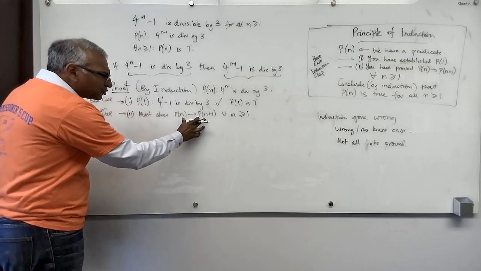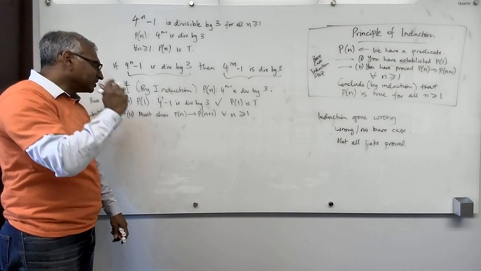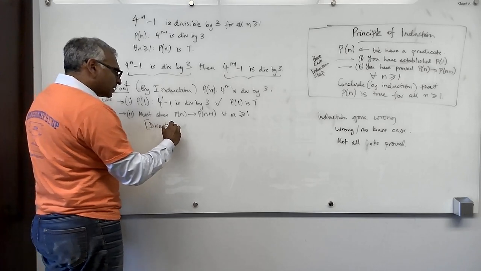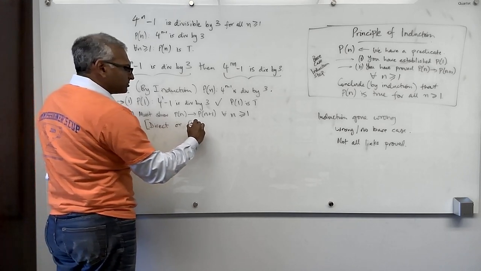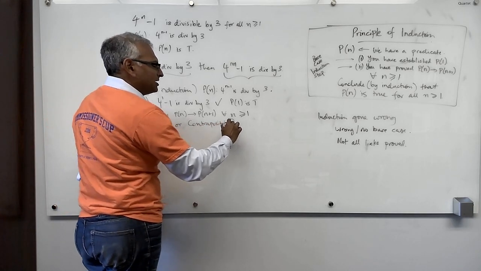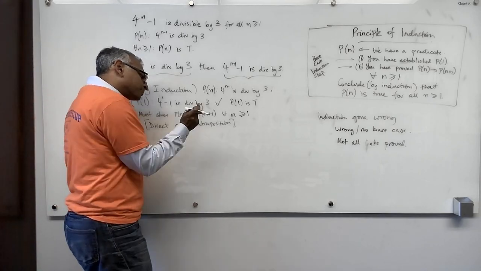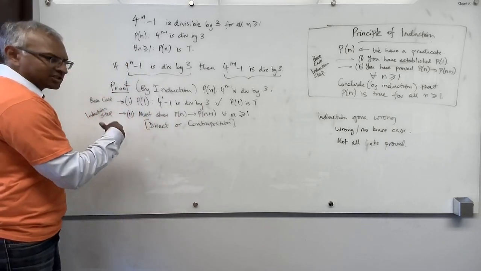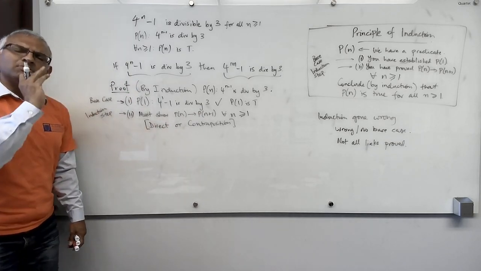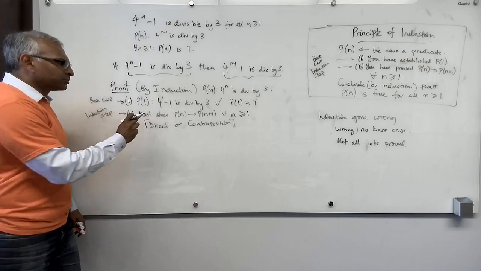Now, this is the proof of an implication. So we have to use one of the methods for proving implications. Now, we have two methods. We have the direct method, or you can use contraposition. But it's important to make sure that you use one of these proof methods to prove an implication. Okay, so we're going to use the direct method here. And that's by far the most common type of induction step, the direct proof of an implication.